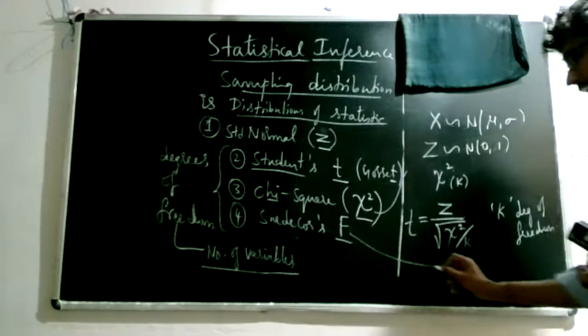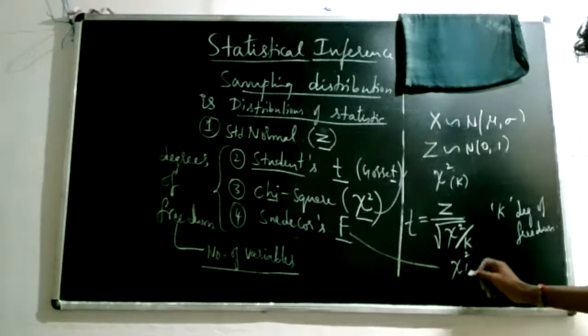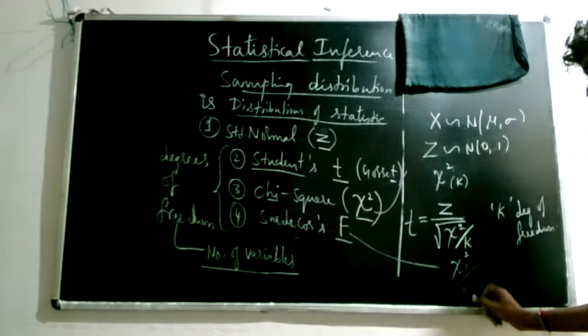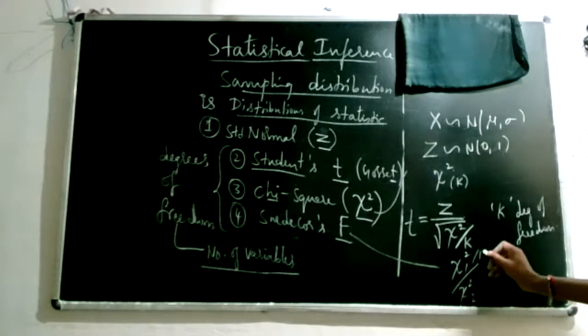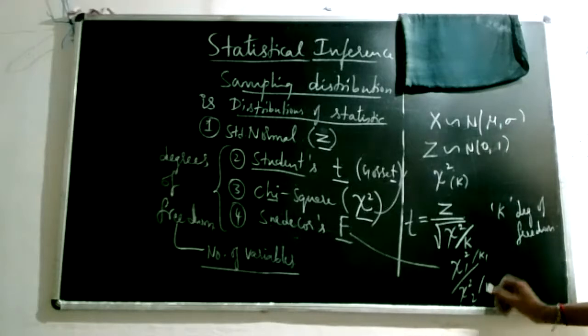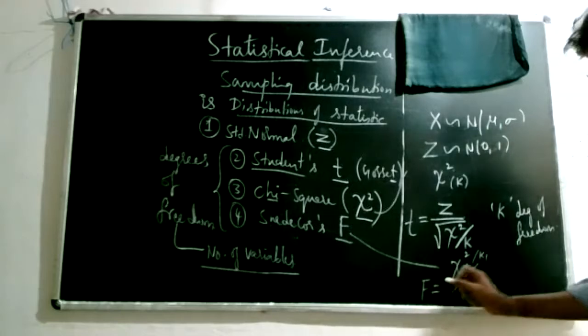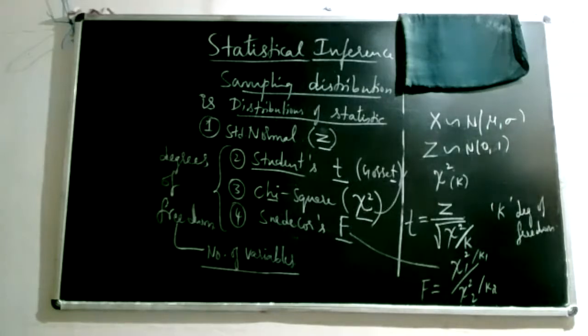Now if you look into f, it is defined as a ratio of two chi-squares. So chi-square 1 divided by its degrees of freedom, divided by chi-square 2 divided by its degrees of freedom, that produces what's called an f distribution.